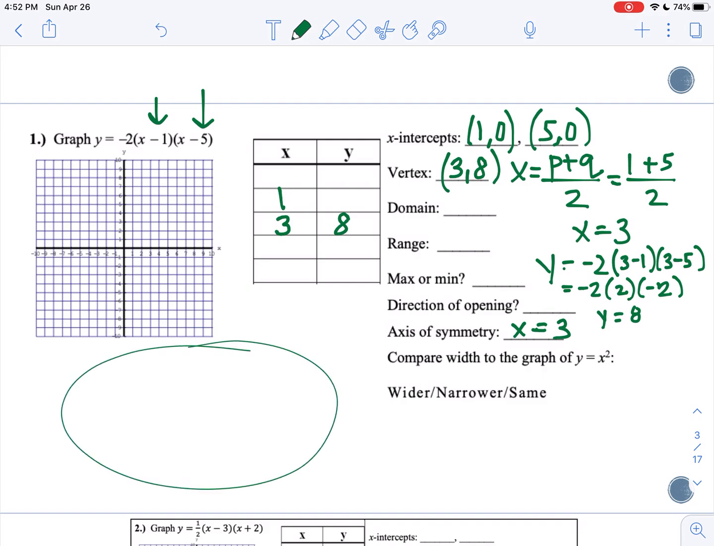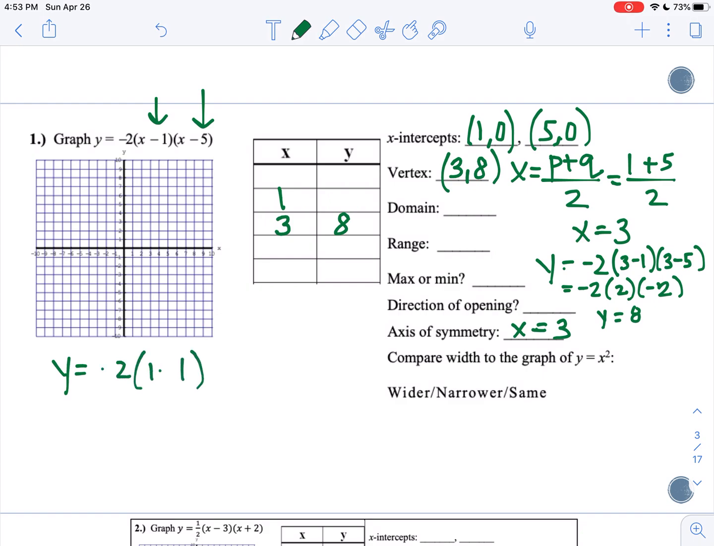You have some options here in this space on the bottom. If you want to create a whole table and plug in your different x and y values, that's totally fine. You don't need to though. So if I plug in 1, I'm going to show that work here. y equals -2 times (1 minus 1) times the quantity (1 minus 5). I see that cancels out to 0. So my whole answer is y equals 0.